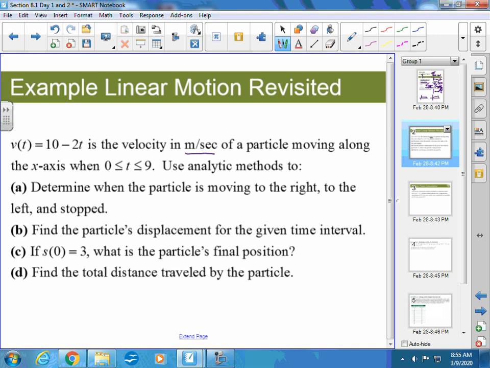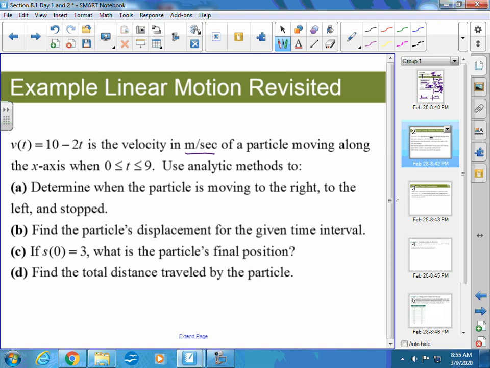Sometimes it'll say t is in seconds, s is in feet, whatever it happens to be. Sometimes they're separated, but I do find myself underlining them to make sure I don't have to go back and search. So it's moving along an x-axis from a time of 0 to 9.